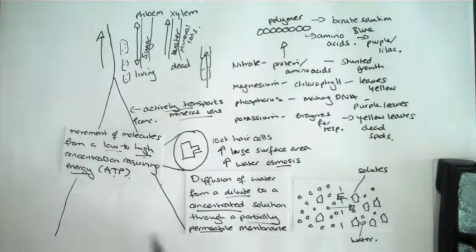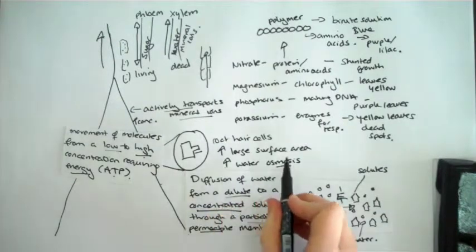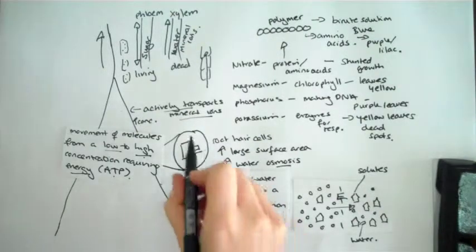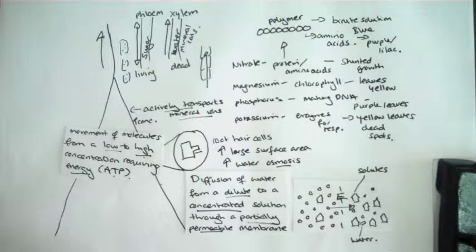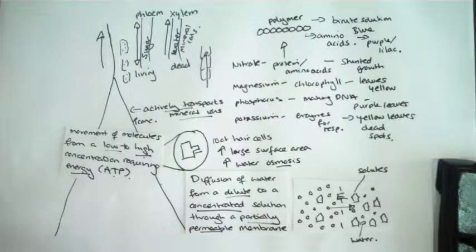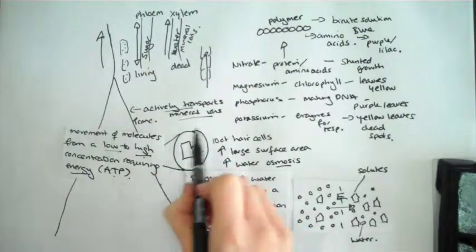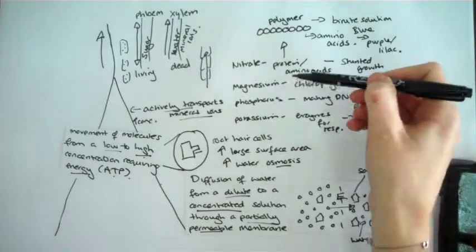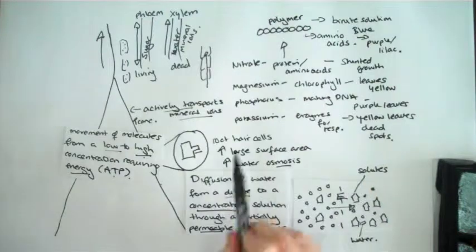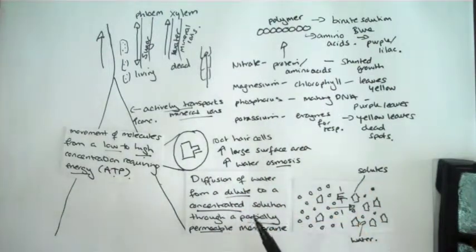All right, and that is our first section of our revision point. We've got the fact that the roots have specialised cells called root hair cells. They have a large surface area, which means we have a high rate of osmosis in the roots. Osmosis is the diffusion of water from a dilute to concentrated solution through a partially permeable membrane. In order to keep that concentration gradient, the plant actively transports mineral ions into the root. Active transport is the movement of molecules from a low to high concentration requiring energy. The mineral ions that are being pumped in are nitrate, magnesium, phosphorus and potassium. Nitrate needed for protein, magnesium needed for chlorophyll, phosphorus DNA and potassium enzymes.